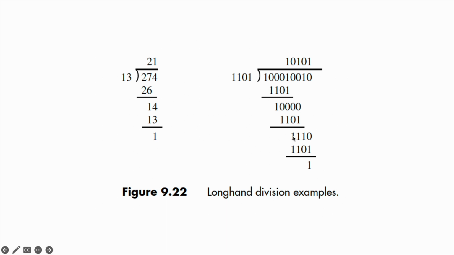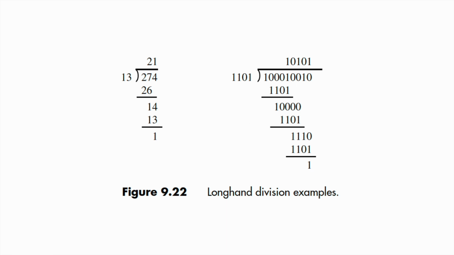And 111 is much lesser than 1101, so we cannot subtract this value from this. So we again add 0, one more 0, and copy the next value to the partial product. Next, 1101. If we subtract these two, we get the remainder 1. So all the values of the dividend are completed. This is the remainder, and this is called the quotient.